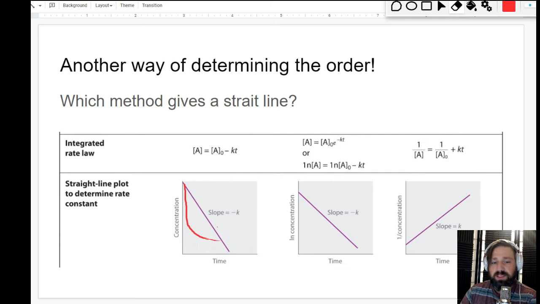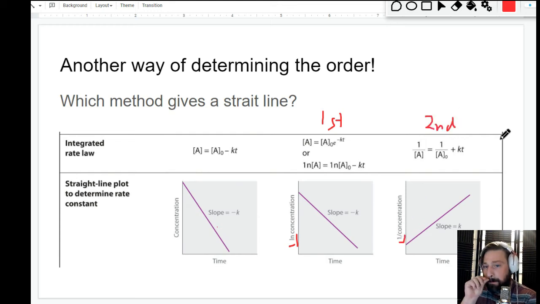And since we know the rate's not changing with concentration, we know this is a zeroth order reaction. So it's a straight line whenever you plot it like this. If it's a straight line when you have the natural log of concentration, then you know it's a first order reaction. And if it's a straight line when you plot it with the reciprocal, 1 over concentration, you know it's a second order reaction.